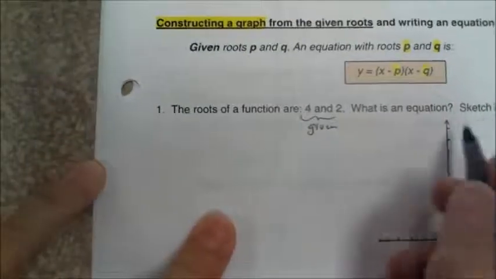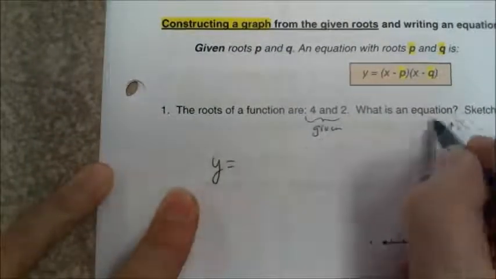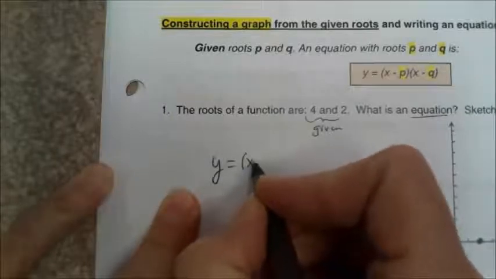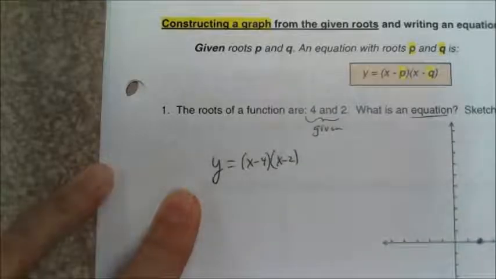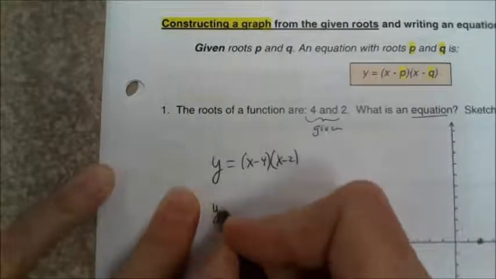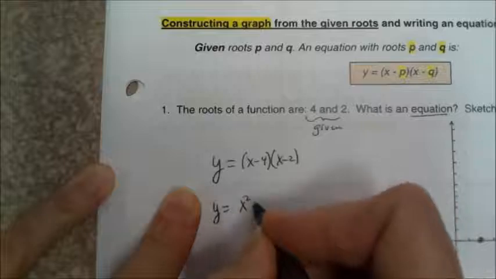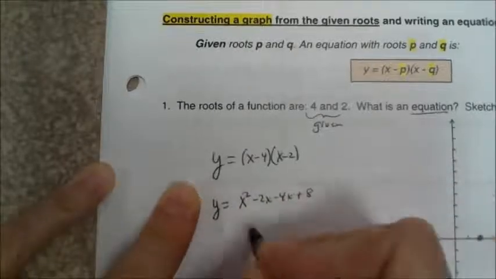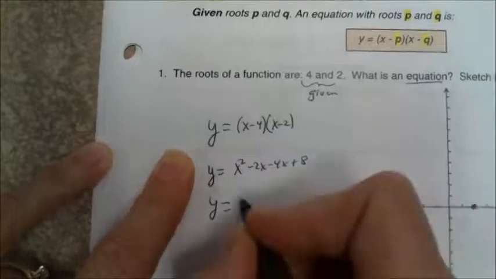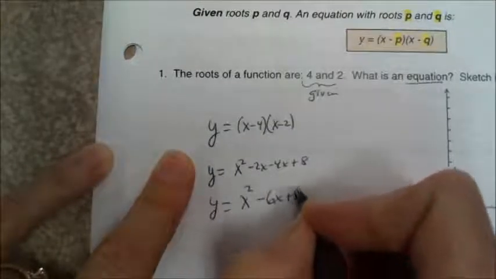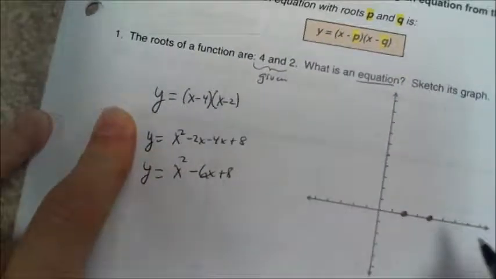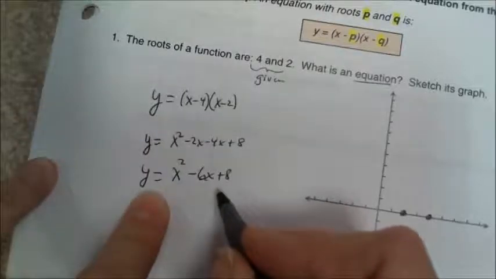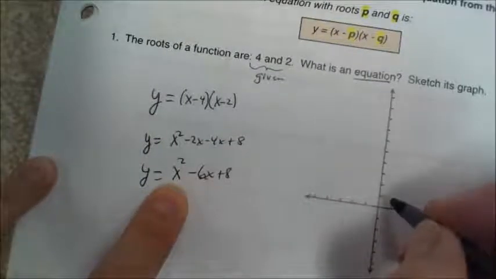What is an equation? Make sure you write it as an equation, y equals, and now we can say x minus the first root times x minus the second root. And you can leave it like that if you want, because that's an equation, so that would be okay. Or since we love to FOIL, we can FOIL this out. x squared minus 2x minus 4x plus 8, which is x squared minus 6x plus 8. So that's a parabola, and it has a y-intercept of 8, because if we plug in x equals 0, y equals 8. You can check that on your calculator if you want.